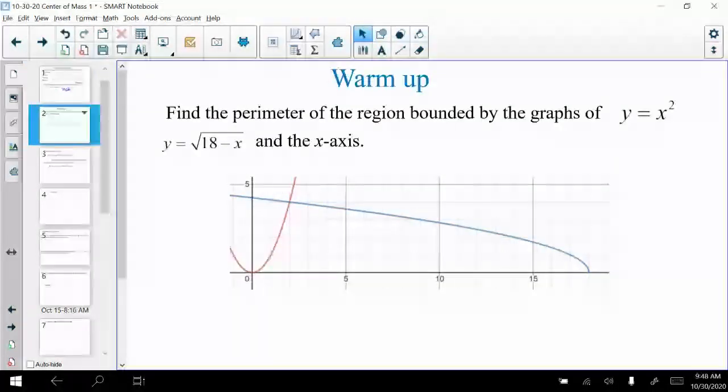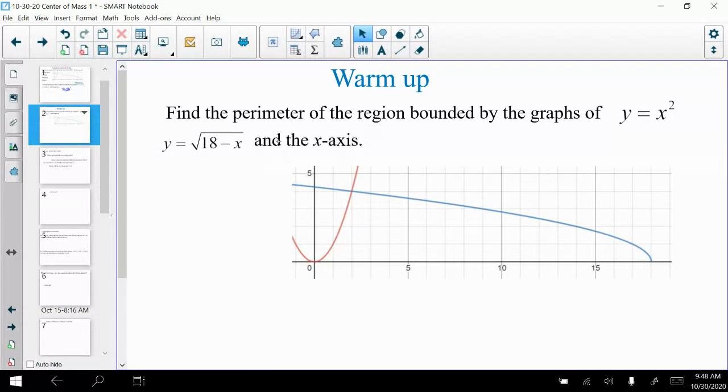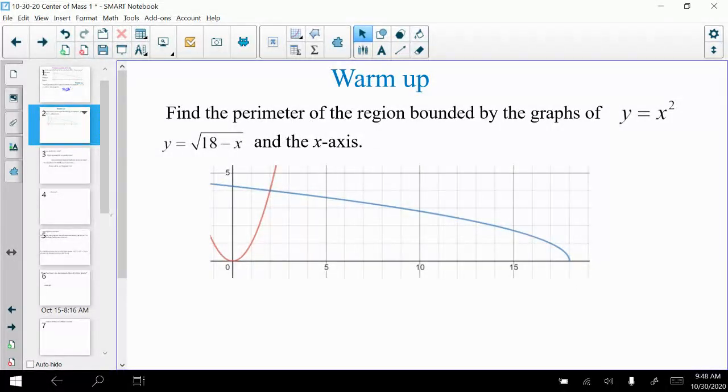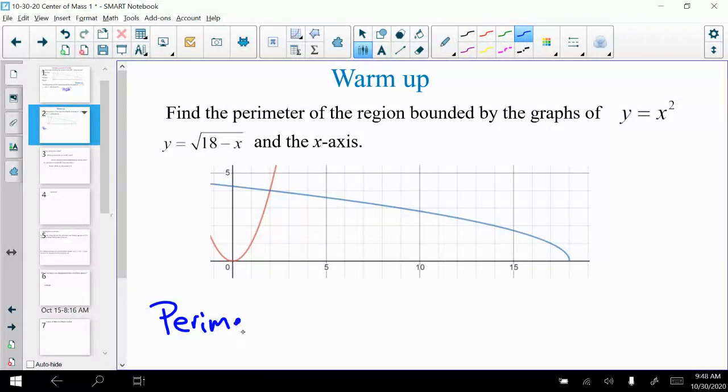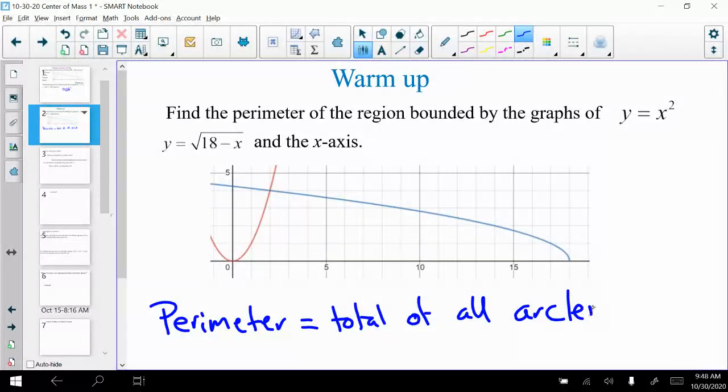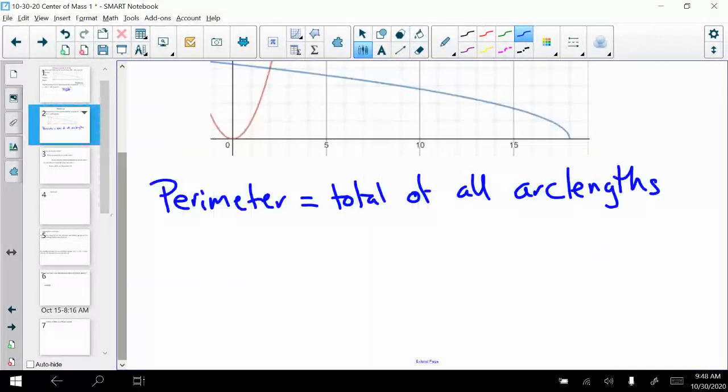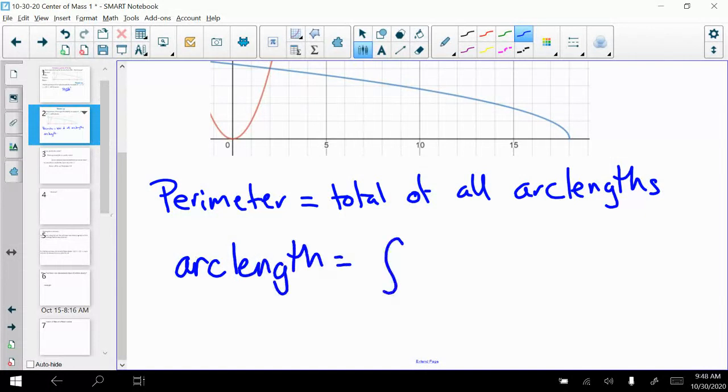Okay, so you guys remember, perimeter is really just an arc length issue, right? So perimeter is the total of all of our arc lengths. Perimeter equals the total of all arc lengths. And of course, we definitely didn't forget our formula for arc length, which is the integral from a to b of the square root of 1 plus our derivative squared.